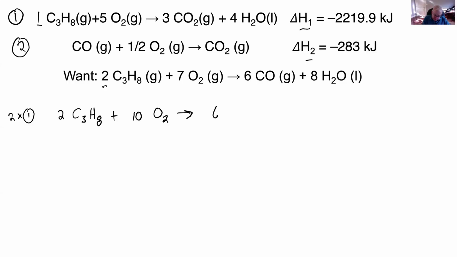Product side, I get 6 CO2s. And I get 8 waters. Okay. What else do I need? I need over here 6 moles of CO, carbon monoxide. There's only one place I can get carbon monoxide. It's in equation number 2 here.